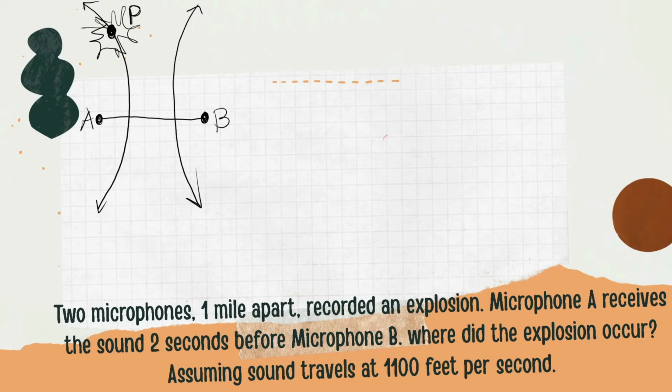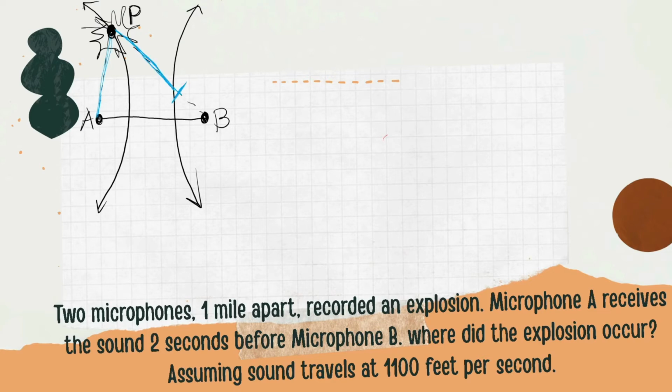The distance of microphone A is shorter than the distance of B from the explosion, because it was 2 seconds before. Two seconds before, microphone A received the sound, and 2 seconds after, microphone B received it. So B is farther. And since point A is closer to the explosion, the distance, let's say for segment PB, it is only here.